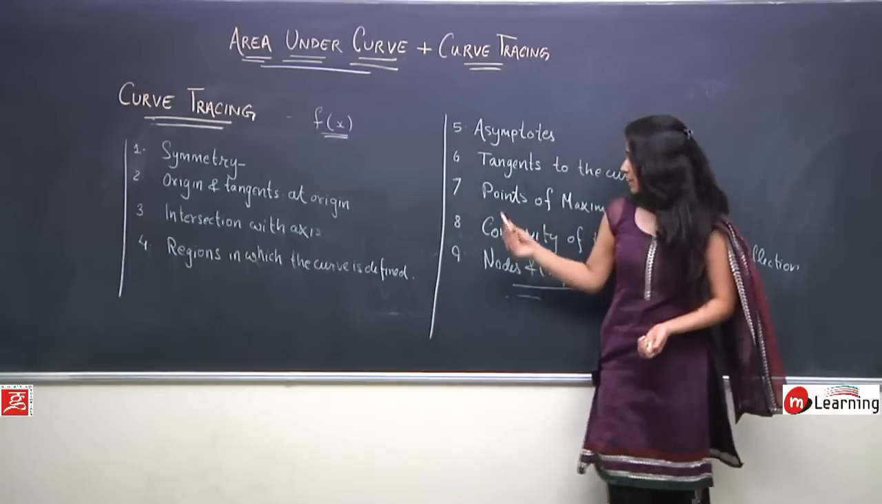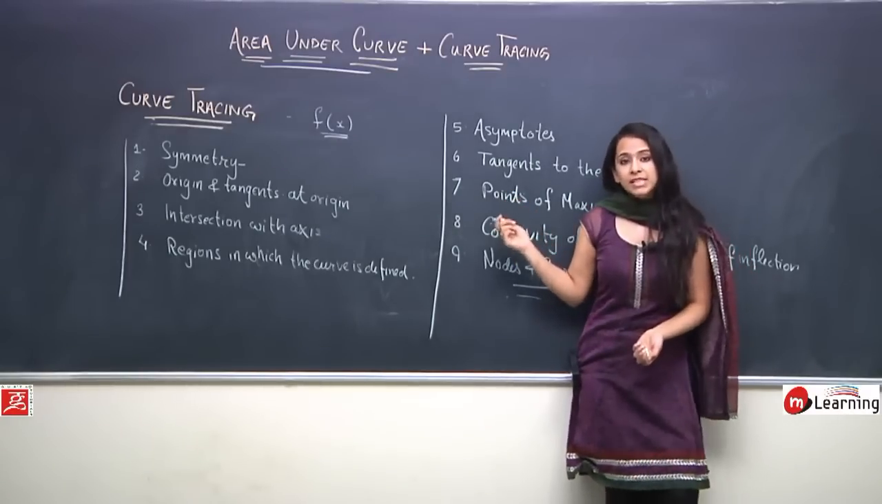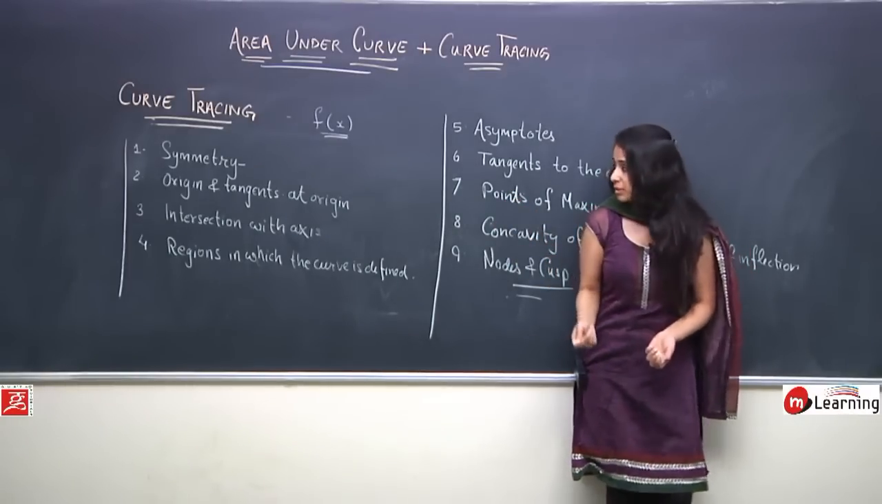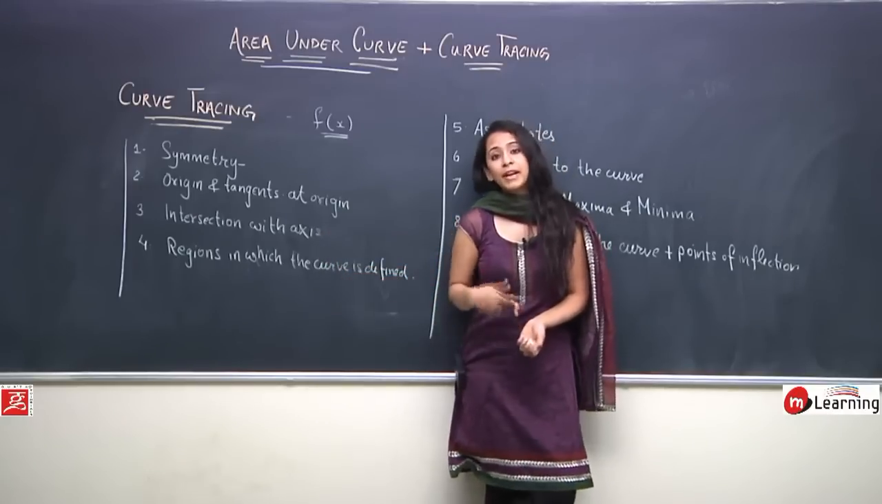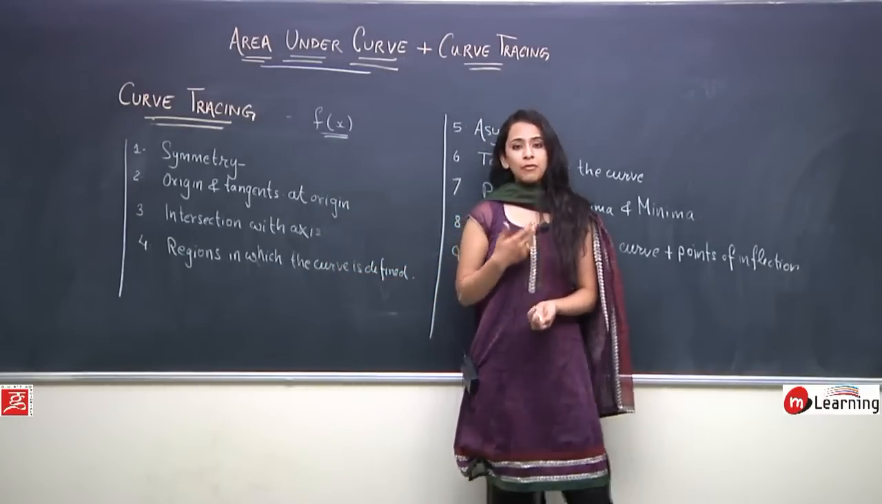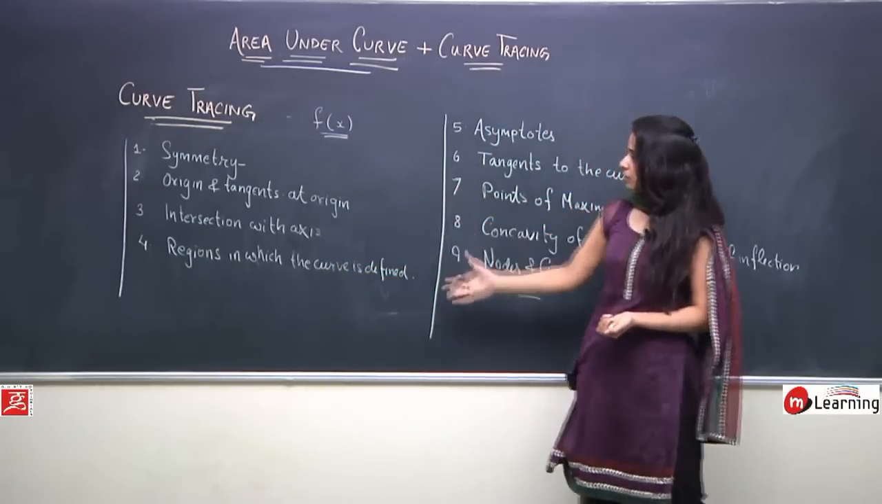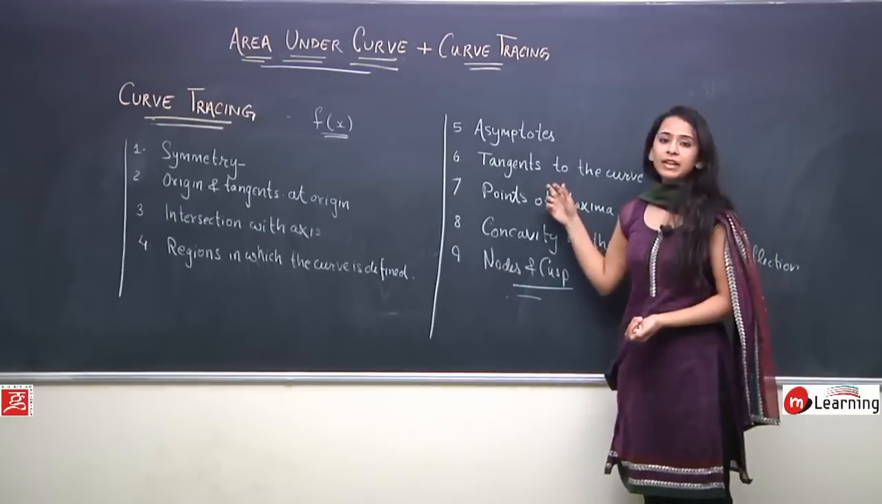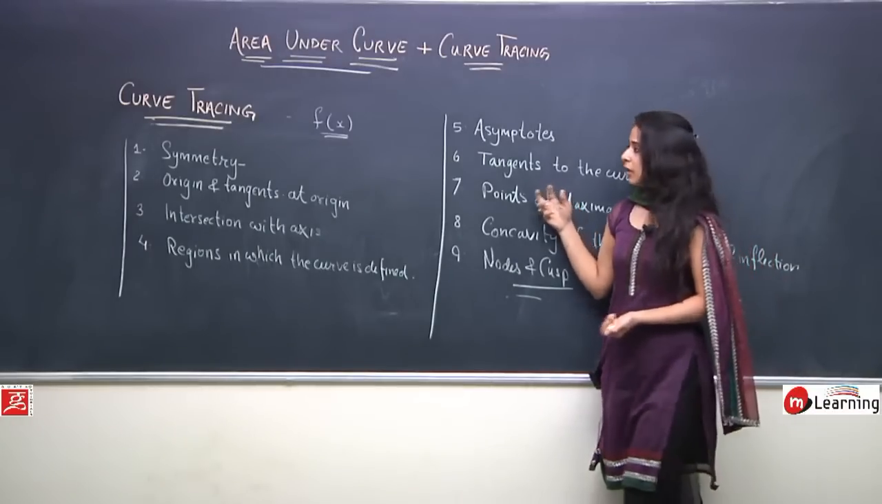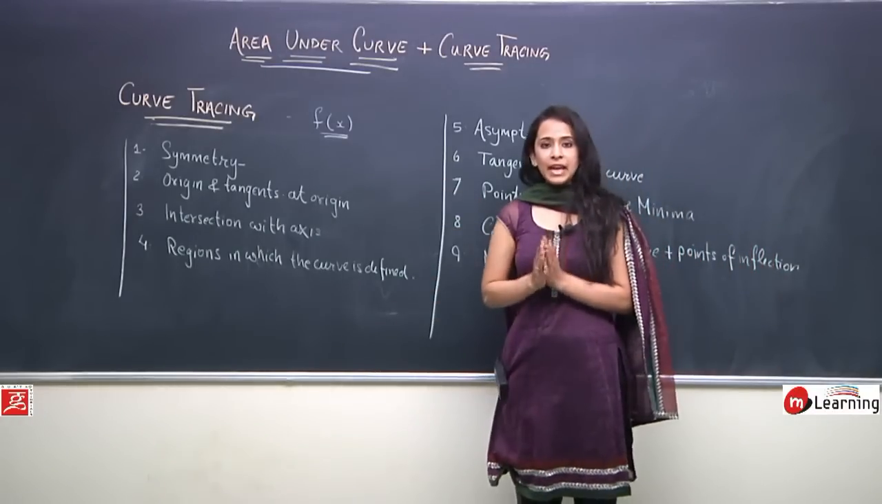In some cases the curve might have maxima, in some cases it might not have maxima, in some cases it might intersect axis, and in some cases it might not. So depending upon what type of a function it is, I will say out of these 9 properties अगर हम कुछ भी पता कर ले, so we can easily define the nature of the curve. Now let us discuss each and every property individually.